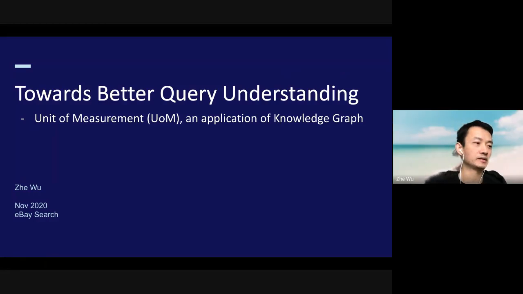My name is Z Zhe. I have spent more than 10 years building graph databases, RDF and property graph. So I love both graph data models equally. Today I'm going to talk about towards better query understanding. I'm going to introduce a particular application, unit of measurement.